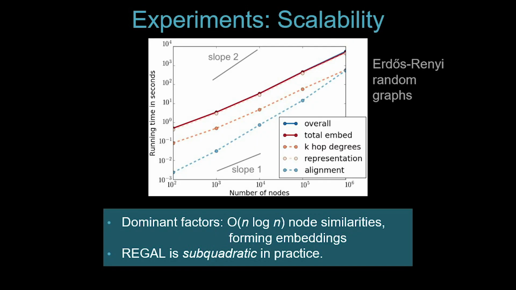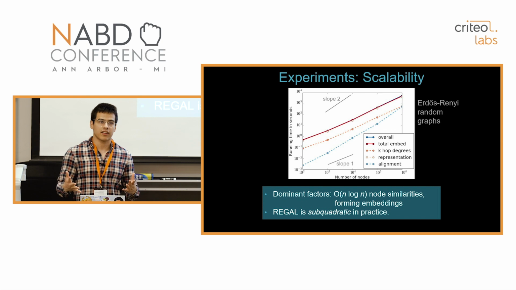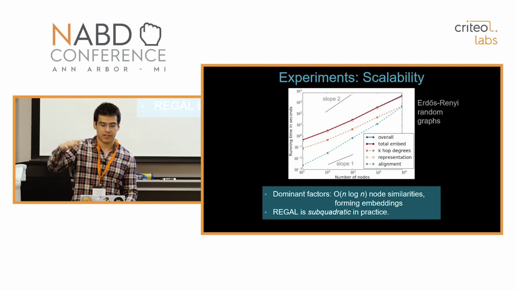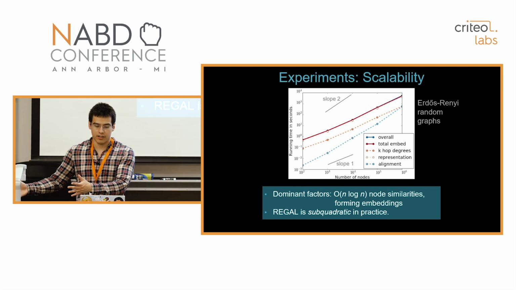All right, just so you know about scalability, we consider synthetic graphs of up to 1 million nodes just to see what happens to the scalability of our approach. And essentially, it runs faster than quadratic time, which is really what we're looking for. Most embedding methods take at least quadratic time because they're running up into this all pairwise comparison. You compare all the nodes in one graph to all the nodes in the other graph.